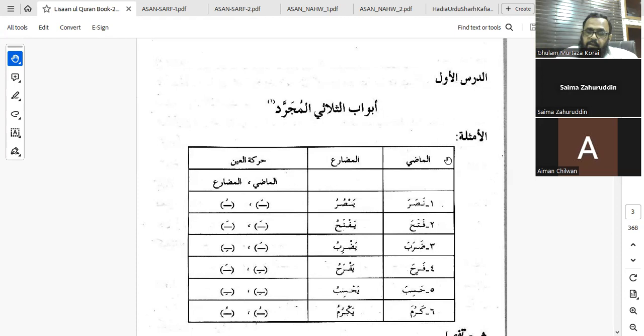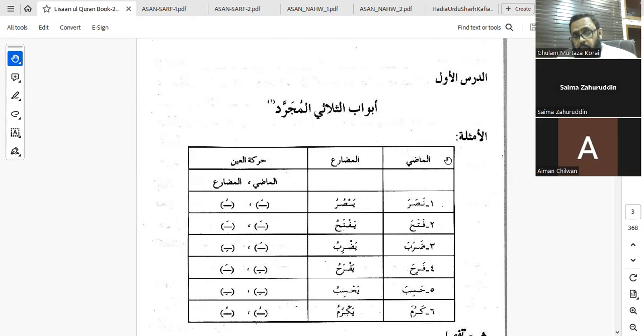If we analyze this sarfi kabir of felul muzare, we first discussed that the alamat of felul muzare are four, hurufi atayna, and the alamat come in the beginning of the siga. Now we have been discussing how many sigas from the gardan of felul muzare take zamma at the end of them. There are five sigas, like yaf'alu, taf'alu, taf'alu, af'alu, naf'alu.